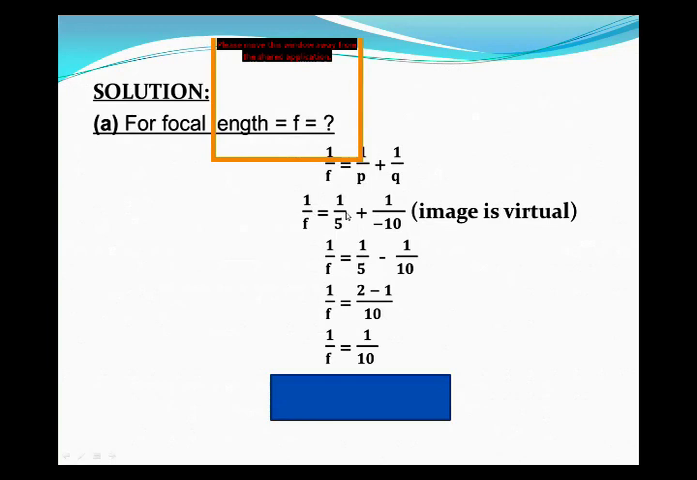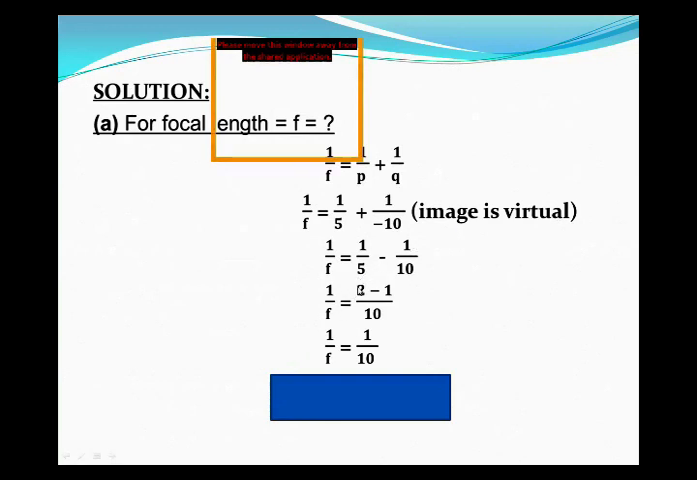That is also equal to, by putting in the values, 1 over F is equal to 1 over 5 plus 1 over minus 10. Why am I writing minus? Because the image is virtual. If the image is virtual, then Q will be negative. Now, after that, we will multiply this minus with the plus sign, so 1 over f is equal to 1 over 5 minus 1 over 10.